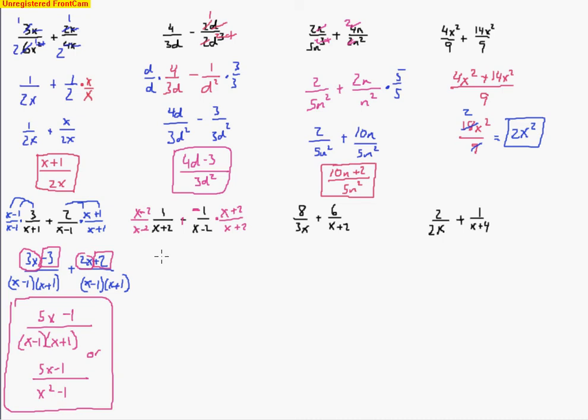So I multiply across. Now I've got x minus 2. And since it's an addition problem, let's go ahead and just write it as one fraction now. Negative 1 times x makes a negative x. Negative 1 times 2 makes a negative 2.